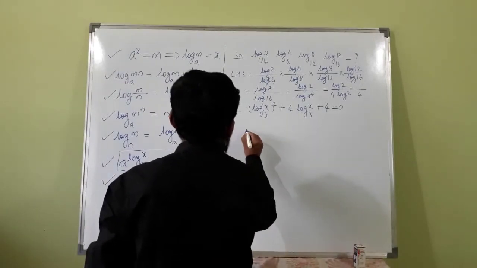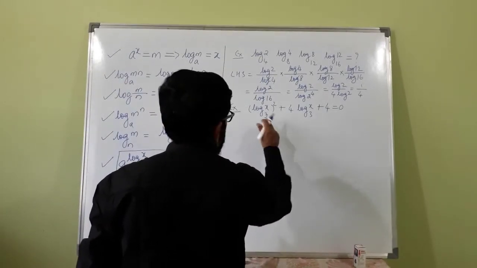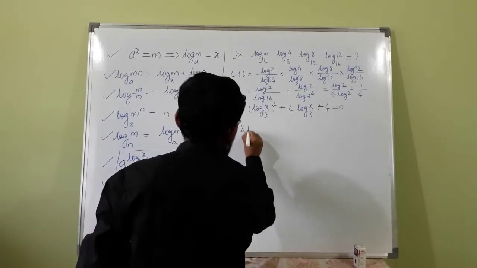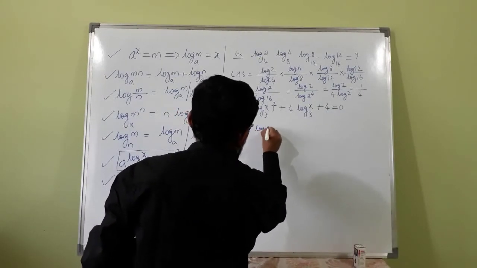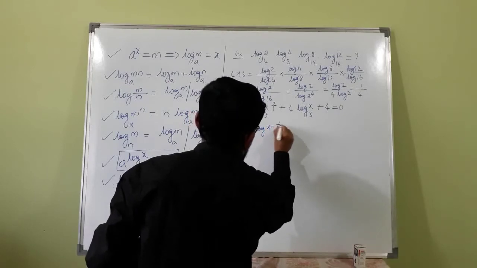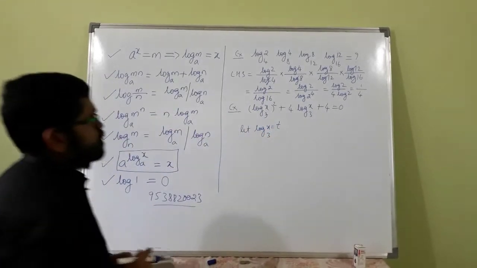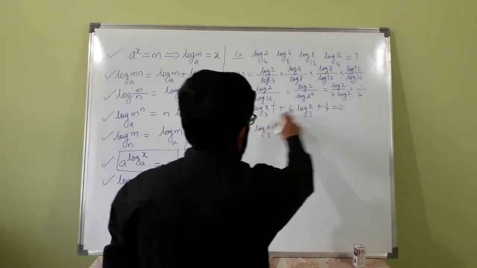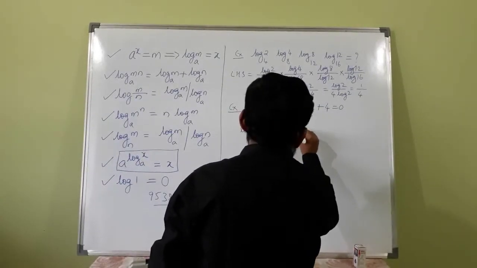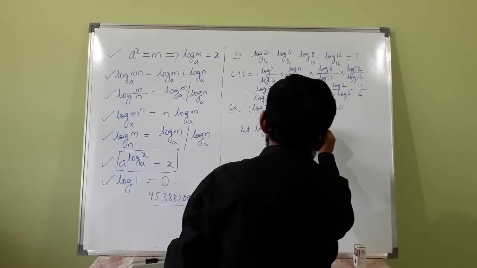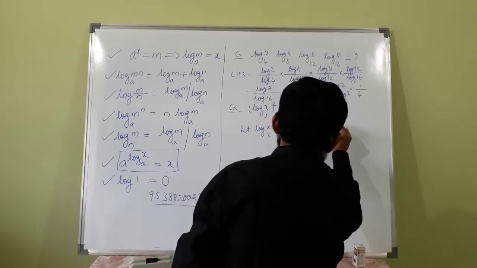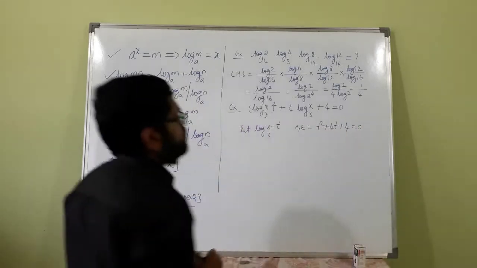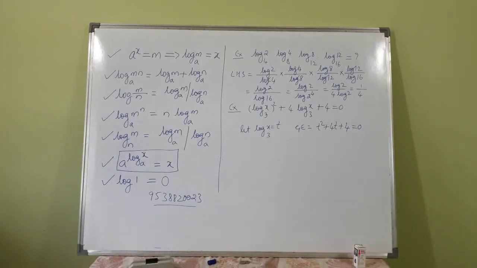Let us take this quadratic equation in log x. Let log x to the base 3 be t. Then this given expression becomes t squared plus 4t plus 4 is equal to 0. This is the quadratic equation.